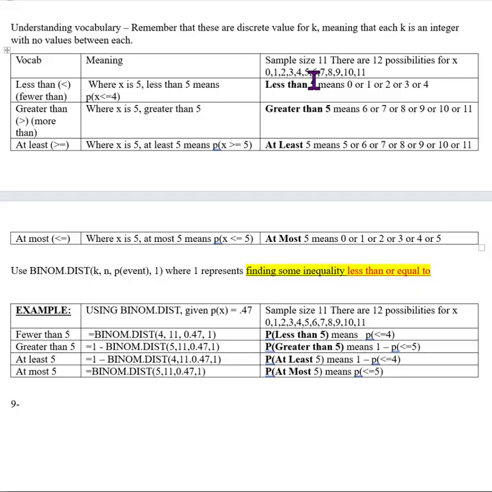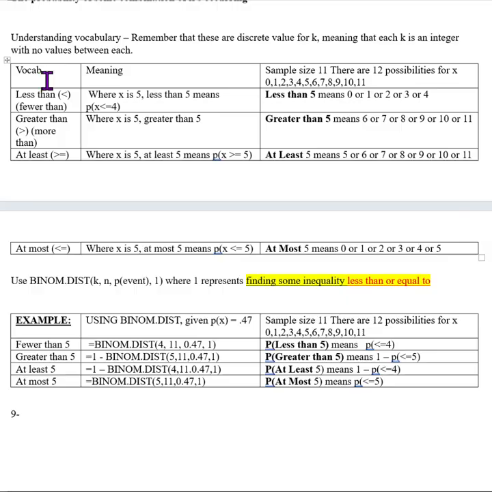The challenge that people have with the binomial probability distribution is when we have these other vocabulary terms. Remember, this is a discrete value for k. And again, I'm going to use the lottery, even though I'm using 47 as my probability, so that you can, I think, grasp the concept better.